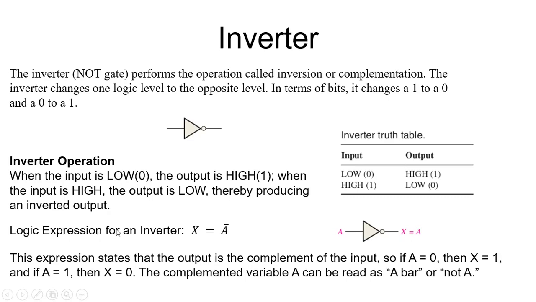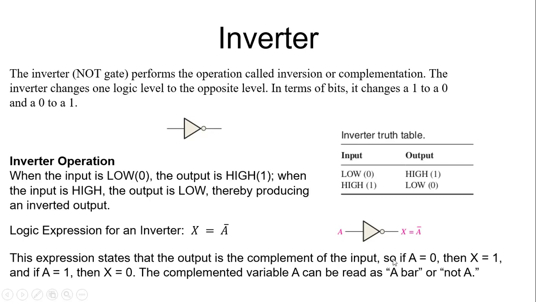The logical expression or Boolean expression for an inverter is X, the output, equal to A bar. A is the input, and this is the output, A bar. So X is equal to A bar. What it means is that the output is always the complement of the input. If we apply a 0, the output will be a 1. If we apply a 1, the output will be 0. This Boolean expression states that the output is the complement of the input.